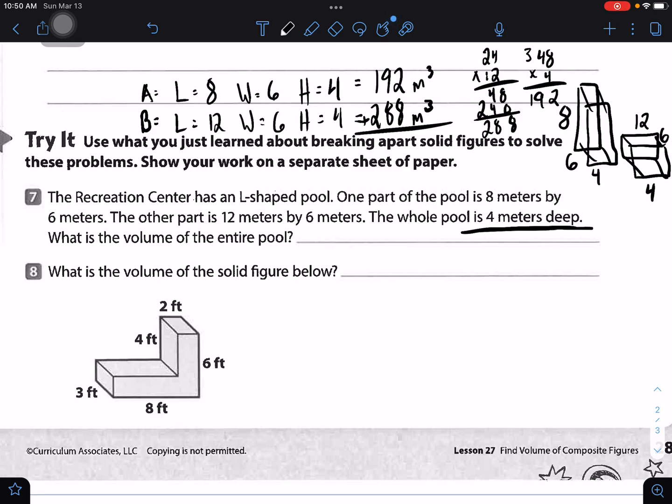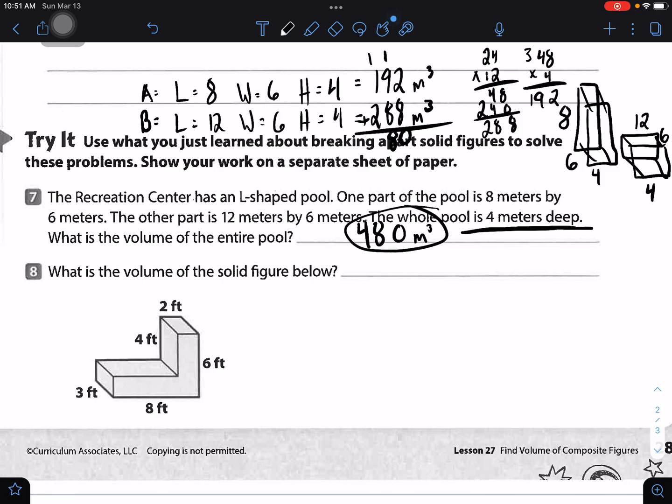Let's do it. So I've got 8 and 2, which is 10. I have a 0 in the ones place. I have 9 plus 9, which is 18. And then I have 2 plus 2, which is 4. So I get 480 meters cubed.